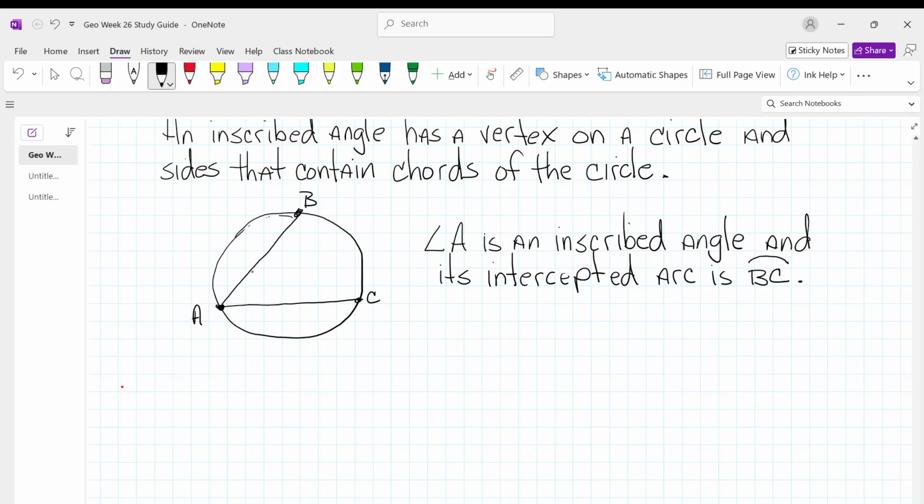All right, angle A right here is an inscribed angle. It has a vertex on the circle. Its sides are chords, and every inscribed angle has an intercepted arc. So you can see where these points B and C hit the circle. That creates arc BC, and arc BC is the intercepted arc for angle A.